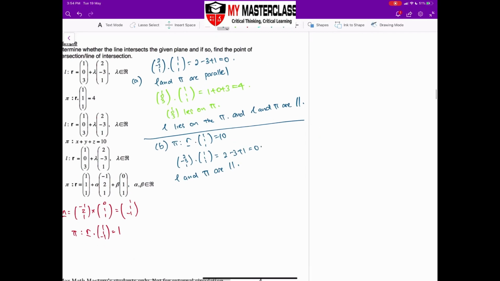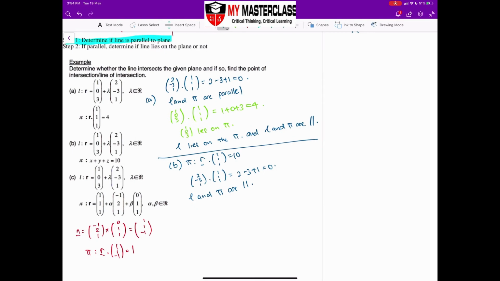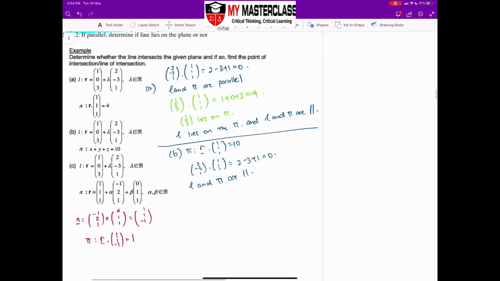Okay, from here, I'm going to check if the line lies on the plane or the line does not lie on the plane. So I'm going to take the point (1, 0, 3), dot with my normal (1, 1, 1). I'll get 1 plus 0 plus 3, which gives me 4. And this is not equal to 10, where 10 is from the equation of your plane here. Since it's not equal to 10, I can say that point (1, 0, 3) does not lie on the plane.